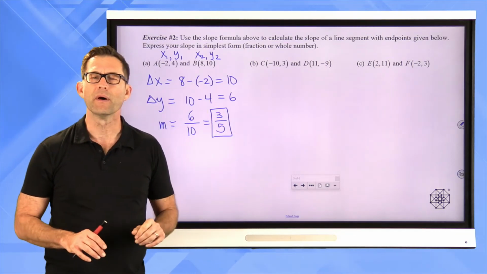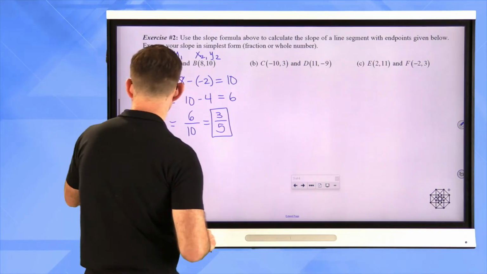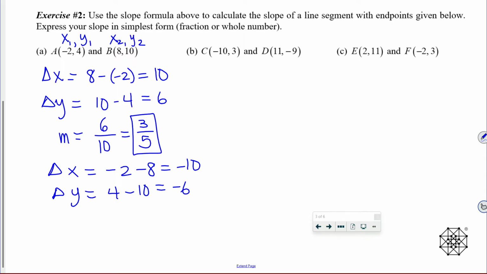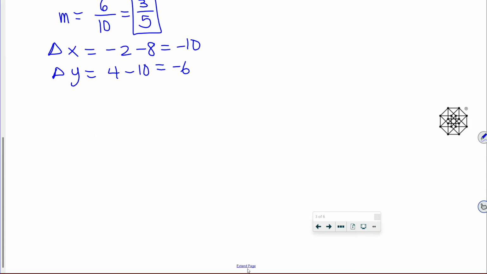Now, just for a moment, let's say I did it the other way. I'm going to only do it this one time. But if I had subtracted in the other way, I would have a change of x of negative 2 minus 8, which would be negative 10. I'd have a change of y as 4 minus 10, which would be negative 6. I'm going to erase this eventually. Actually, I'm going to just extend the page.